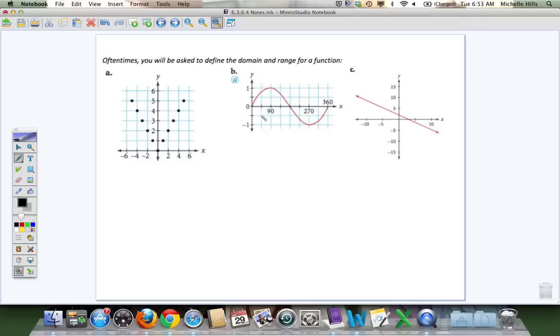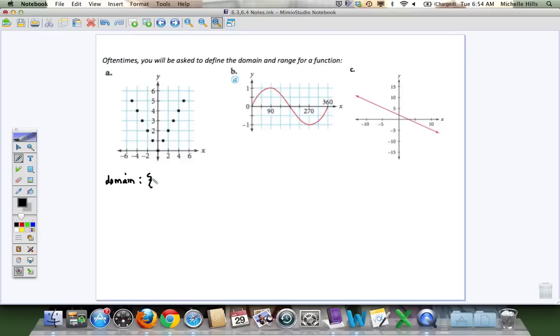So they're asking me to define a domain and range for a function, in this case from a graph. You've defined domains and ranges from tables. Remember that your domain is your input, which is on your horizontal axis. And I don't know why I put a T on that. That's kind of silly. Domain.